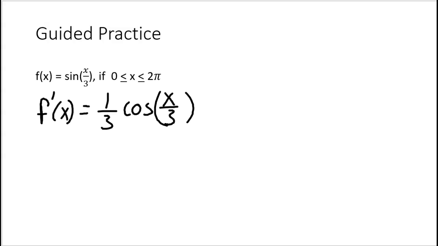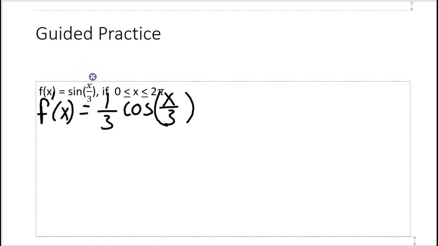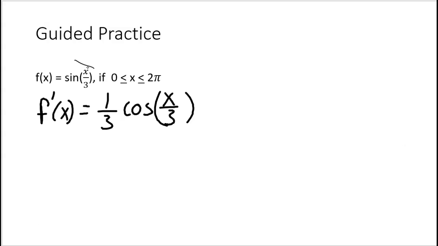Okay, and there it is. So the derivative of sine is cosine, but we have a chain rule. So you have to multiply it by the derivative of the inside. The derivative of x over 3 is 1/3. The reason for that is because x over 3 is the same thing as 1/3 x, and when you take the derivative of that, you get what I have there. So there we have it.